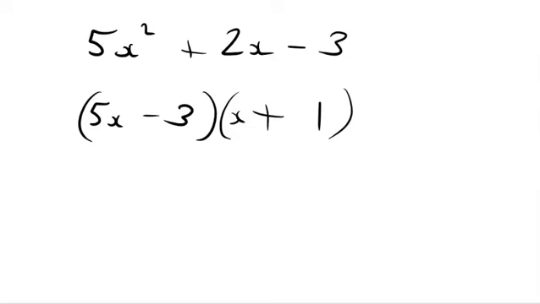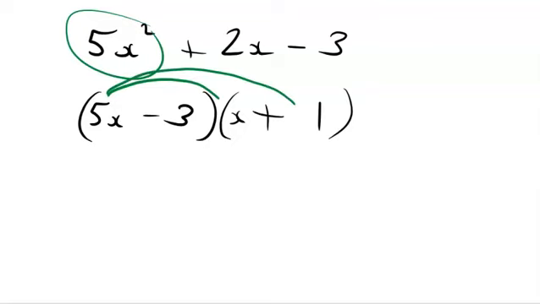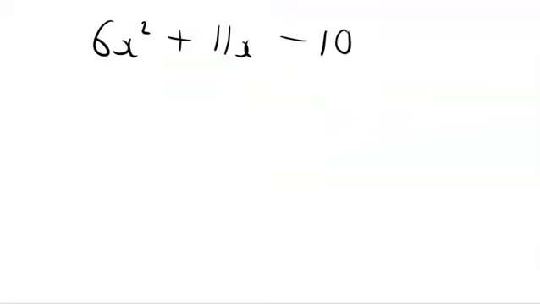Very important that you check. So 5x times x, correct, 5x squared. 5x times 1, 5x, minus 3x does give 2x, and then minus 3 at the end. So it's correct. Now, if a and c are not prime numbers, then you could guess and check, but it's far too much work. So what you want then is some technique to make your life easier.